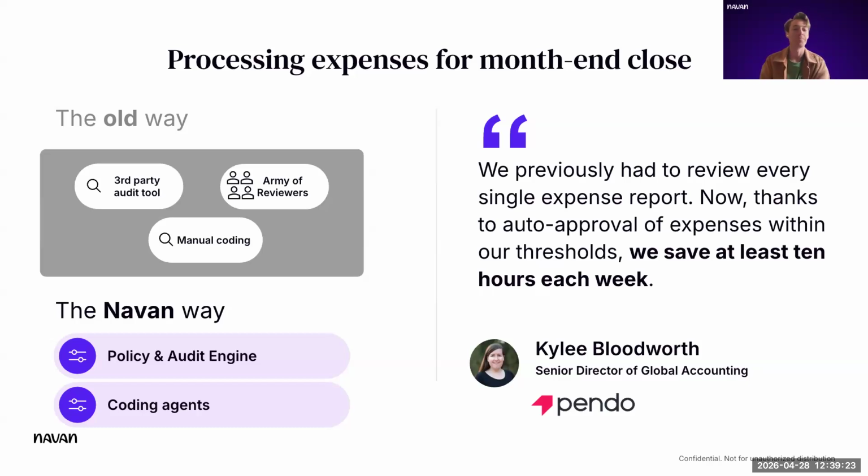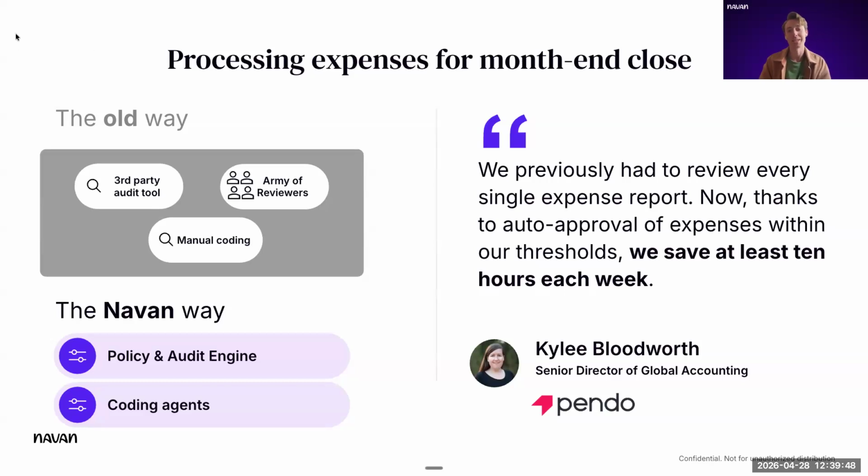I think the vision that we have for Navan for finance and accounting teams is the ability to set up policy and audit checks upfront in real time and have the software actually enforce those on your behalf. And also have agents that go through and code transactions, based on your past patterns and based on transaction context and trip context and other things that we'll talk through after this.